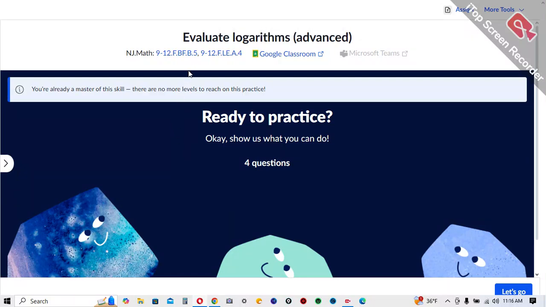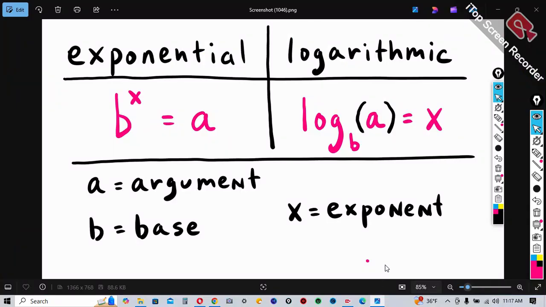This will be for the Khan Academy exercise, Evaluate Logarithms Advanced. All right, so I went over this in the previous video, Evaluate Logarithms, the one that's not advanced. Anyhow, we can convert back and forth between exponential and logarithmic forms.